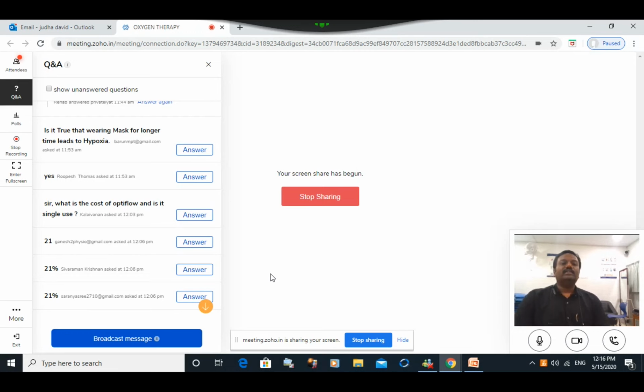Somebody asked, what is the cost of the OptiFlow, and is it single use? The whole machine is not single use. The humidification system and the interface is the single device. You have to change from patient to patient. But once you set it up for a patient, I think it can go up to 14 days or 10 days. And then you have to change the interface.